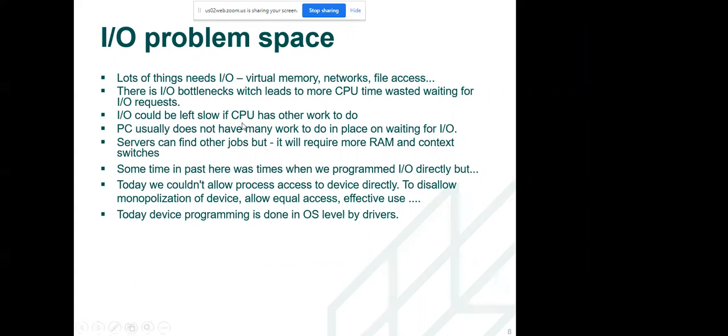A PC usually does not have much work to do while waiting for input output. Servers can find other jobs, but it will require more RAM and context switches. Server means a dedicated computing system which handles client requests and device requests. They can do other work also, but since it is a dedicated, very different kind of device, here you need more RAM because you are taking a lot of traffic.